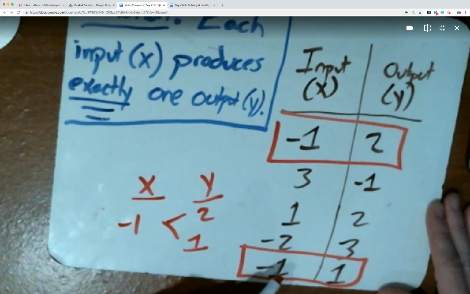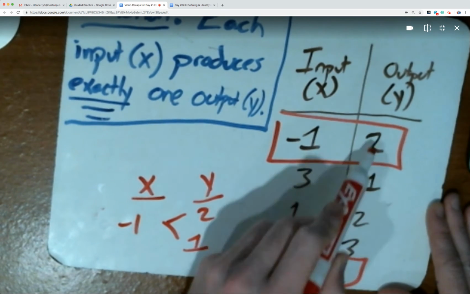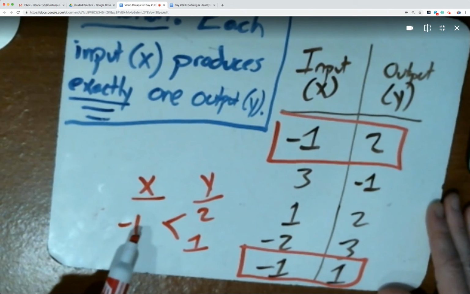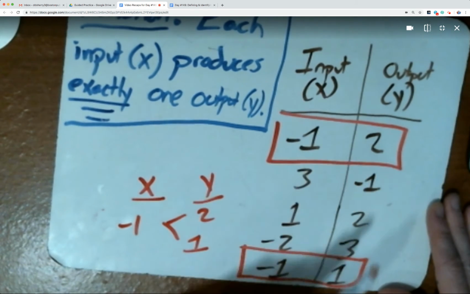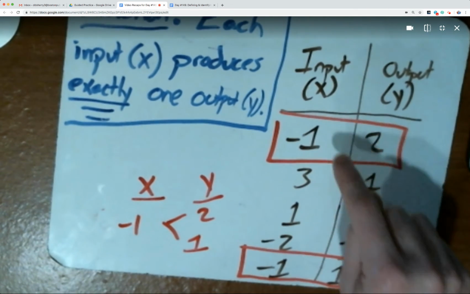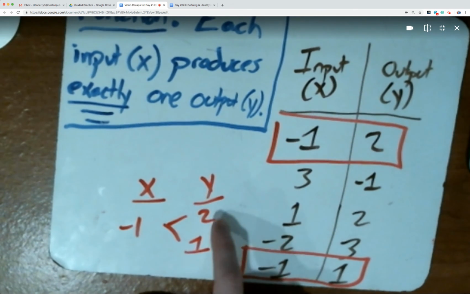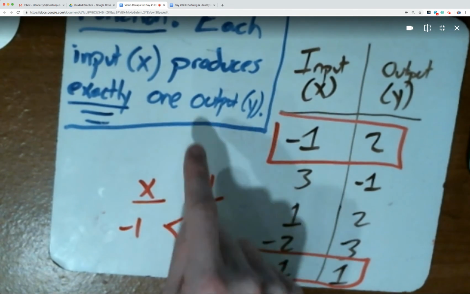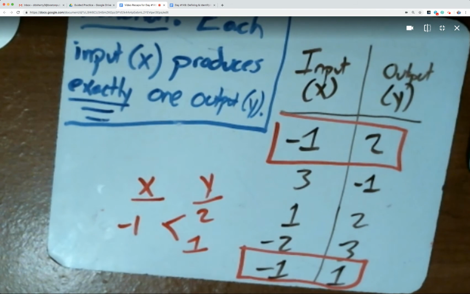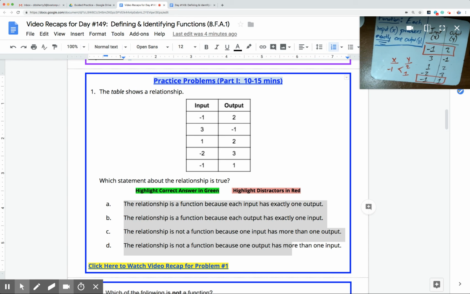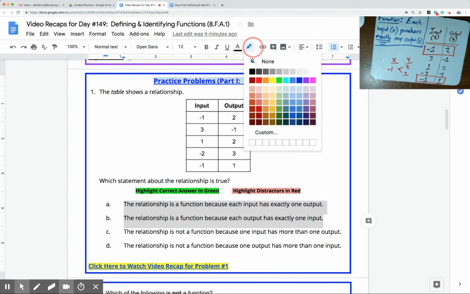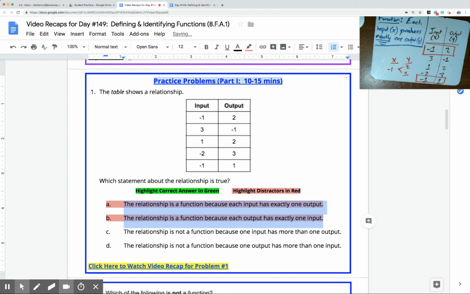Because the x value appears twice as an input with a different output each time, I recognize that this is not a relationship that meets the definition of a function. Because -1 as an input appears twice, I know -1 as an input has 2 possible output values, so it fails the definition of a function. So that tells me right away answer choice A and answer choice B are distractors because they're both claiming this is a function, and I know right away this tells me it is not a function.